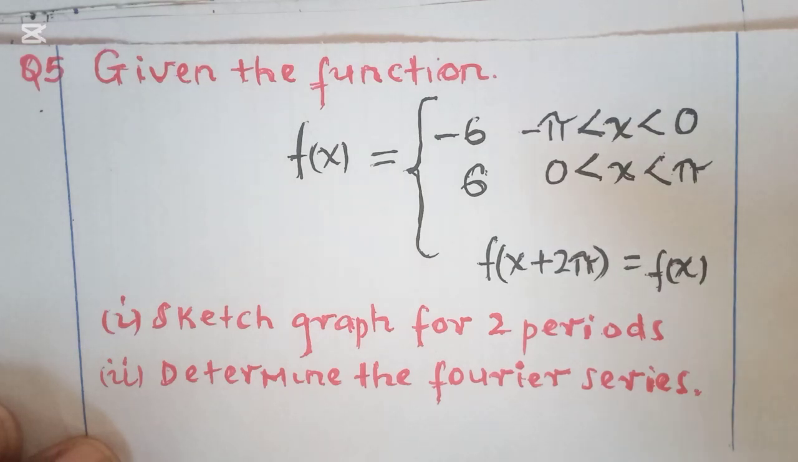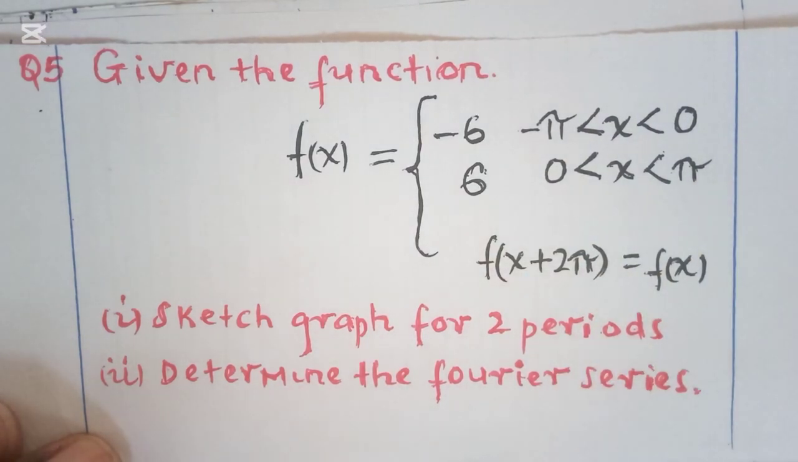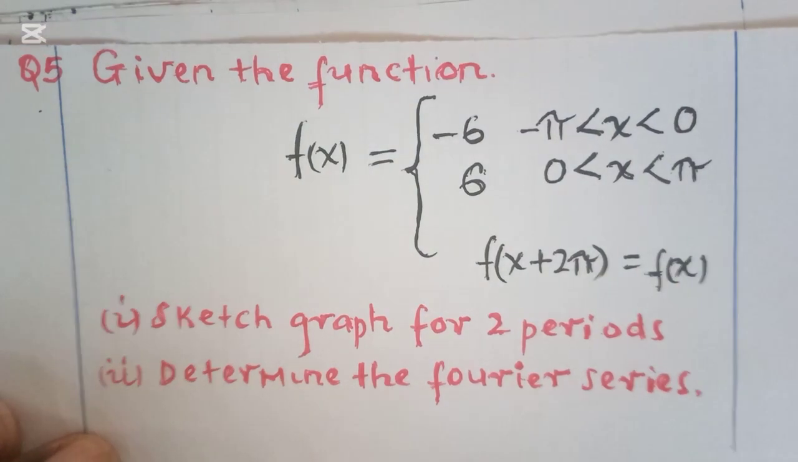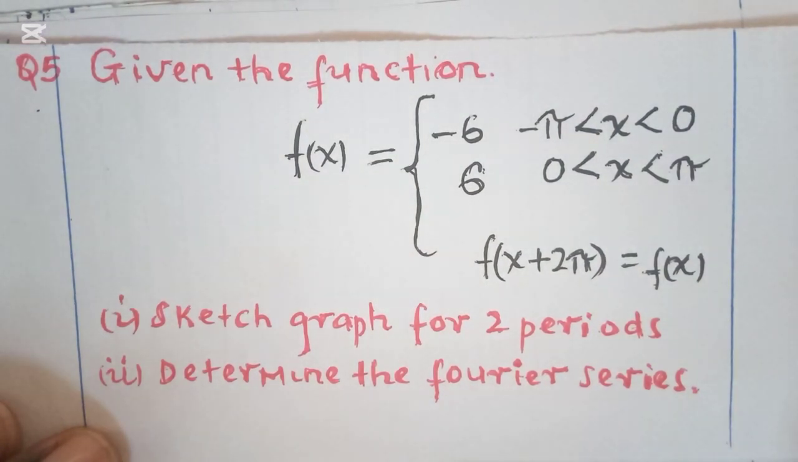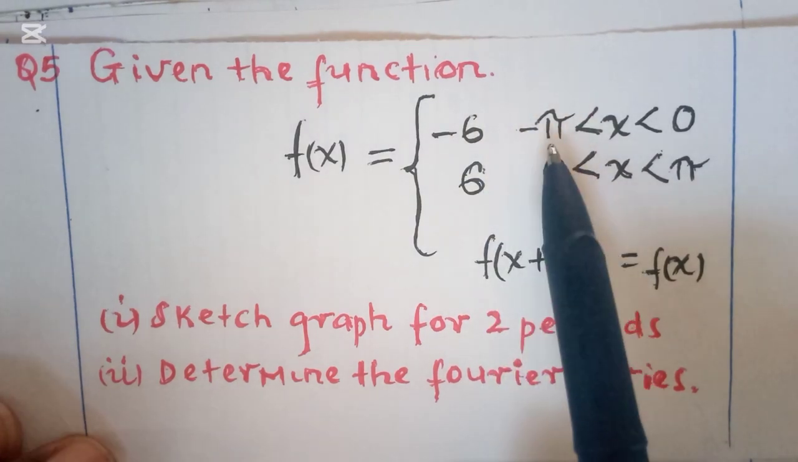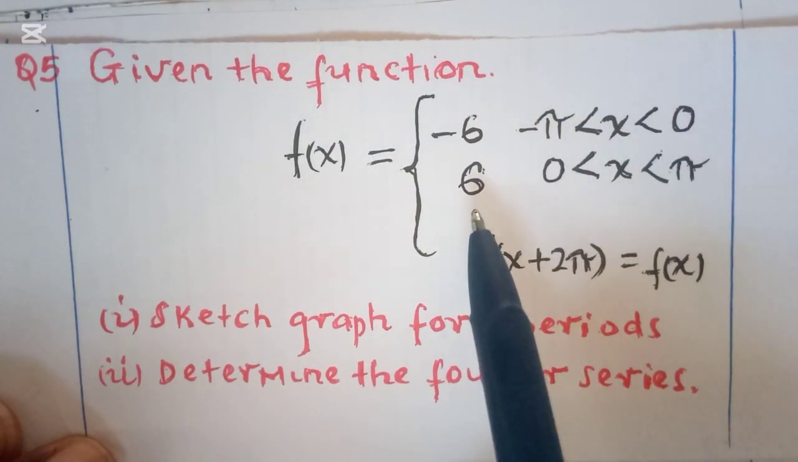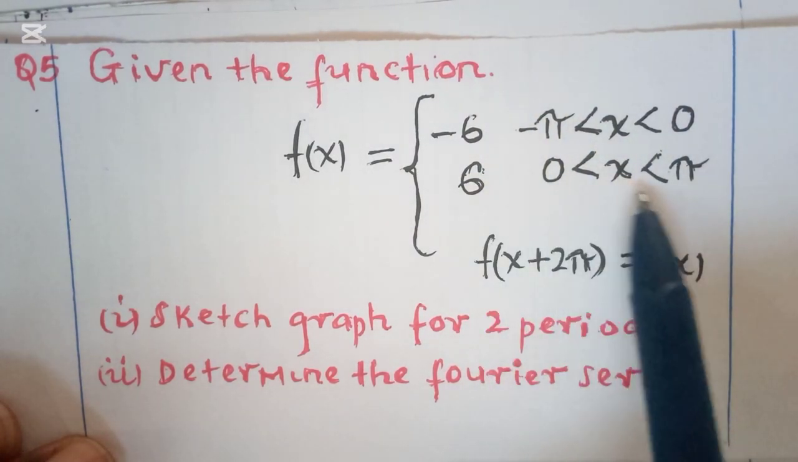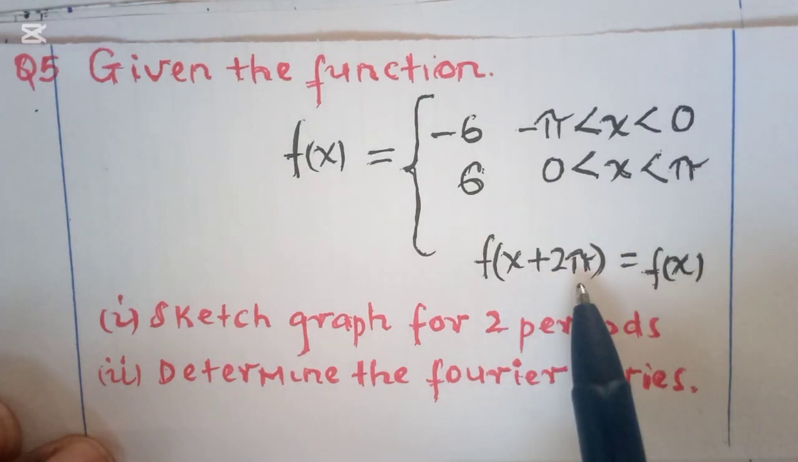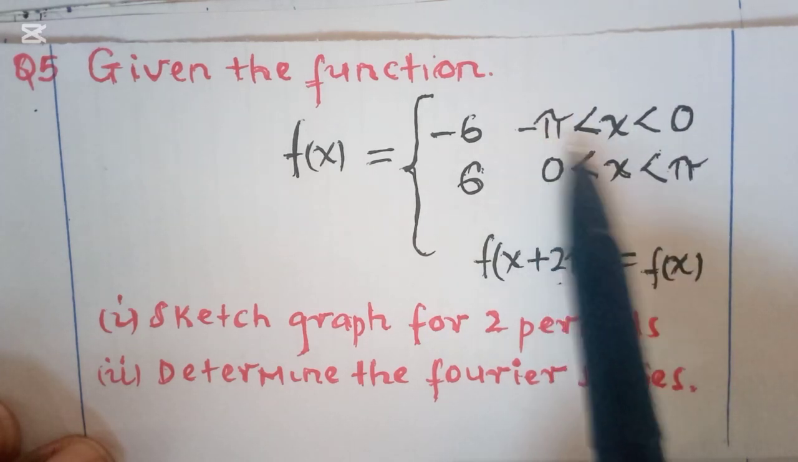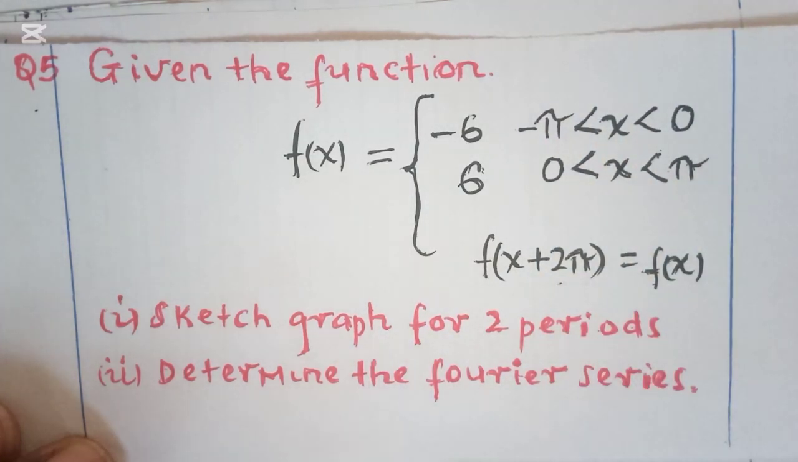Guys, today we look at this question on Fourier series. I read the question: given the function f(x) equals -6 between -pi and 0, and 6 between 0 and pi, and the period is 2 pi, that is from -pi to pi. Sketch the graph for 2 periods and determine the Fourier series.